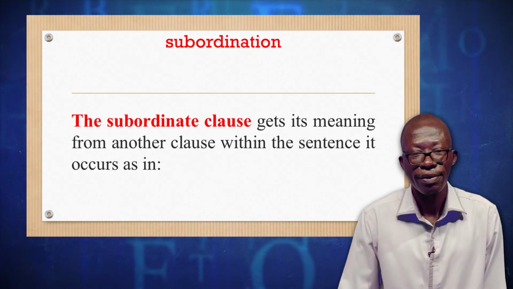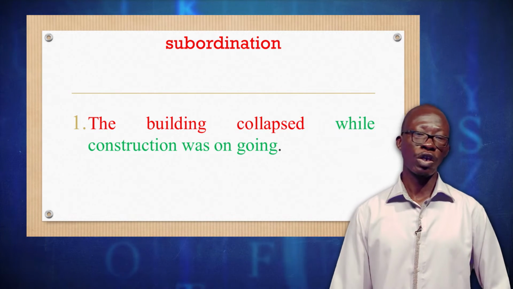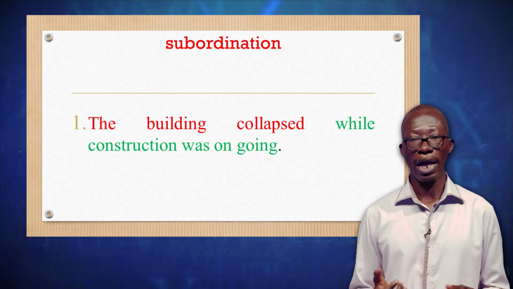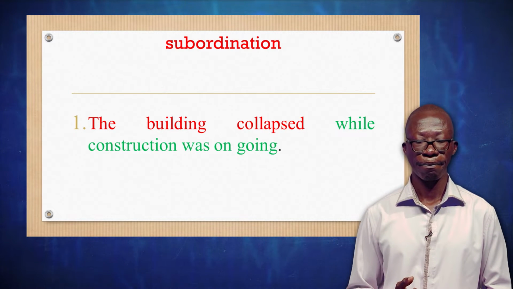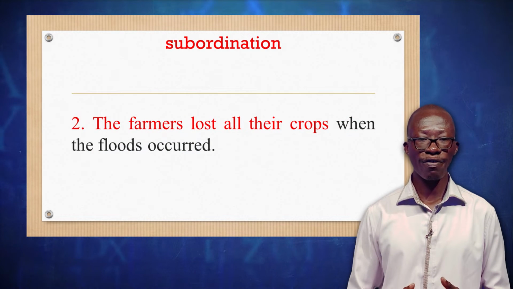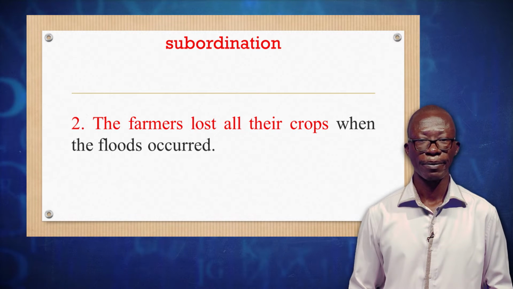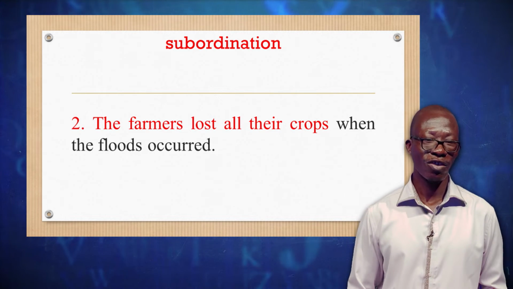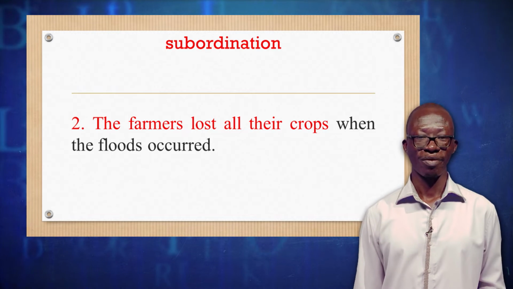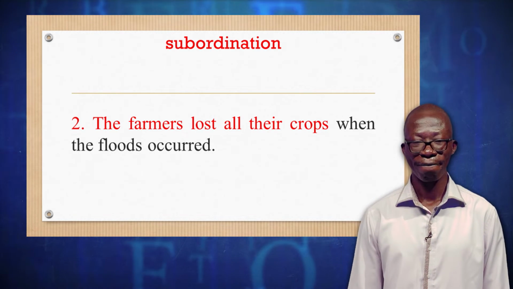In sentence 1, we have the sentence that the building collapsed while construction was ongoing. The building collapsed while construction was ongoing. In sentence 2, we have the farmer lost all their crops when the floods occurred. Begin to identify the clauses that are subordinate. That's clauses that depend on the other to give meaning.